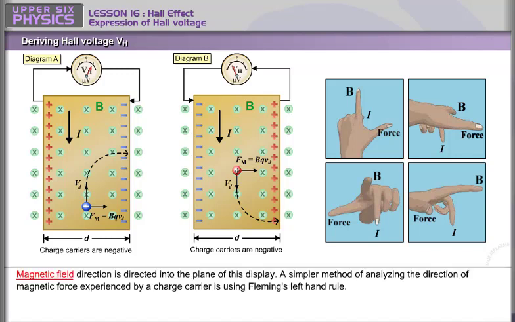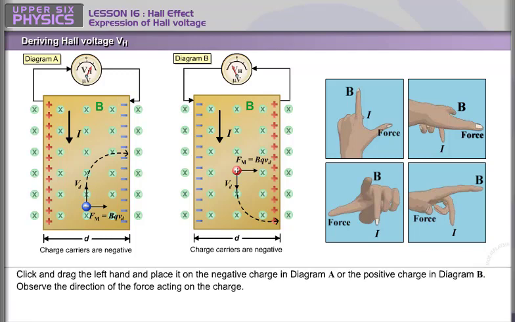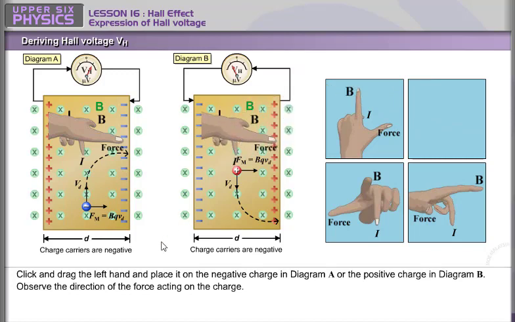Magnetic field direction is directed into the plane of this display. A simpler method of analyzing the direction of magnetic force experienced by a charge carrier is using Fleming's left-hand rule. Click and drag the left hand and place it on the negative charge in diagram A or the positive charge in diagram B. Observe the direction of the force acting on the charge.